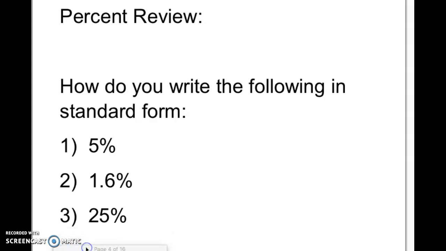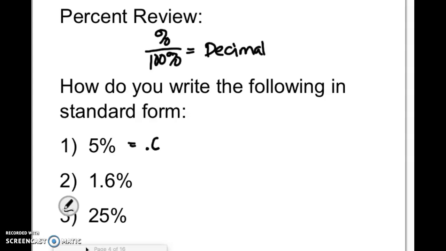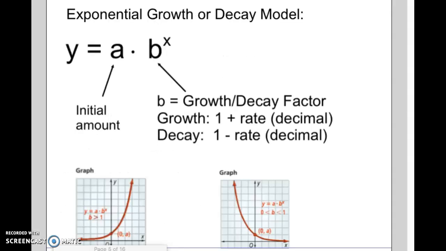Today we're going to be converting some things from percent to decimal. If you forget how to do that, always divide by 100. So you do your percent divided by 100%. That gives you your decimal answer. So 5% equals 0.05. Some people get mixed up on where the decimal goes. 1.6% is 0.016, so don't always just put it right after the decimal. 25% is 0.25. So divide by 100 to get that decimal form.